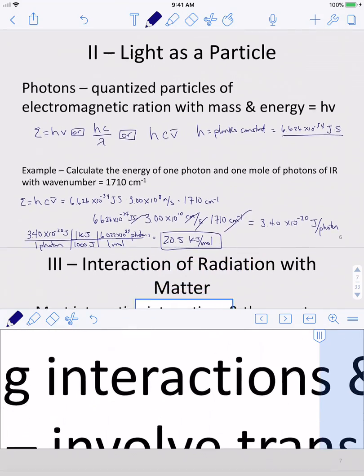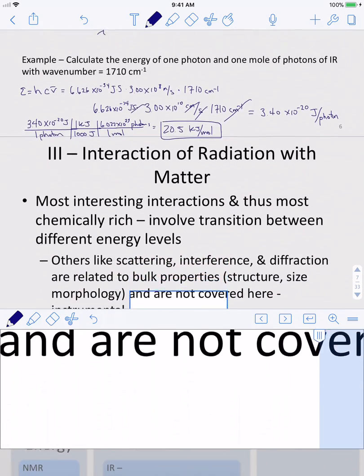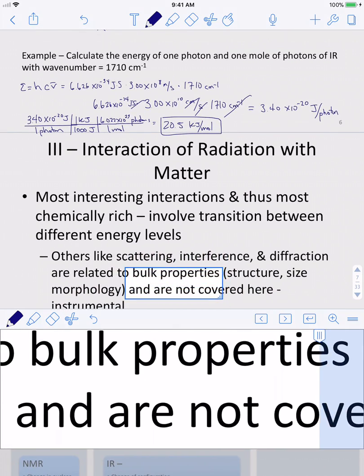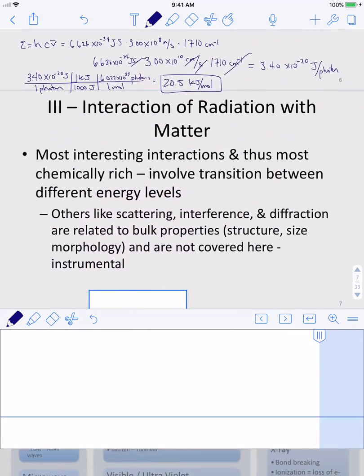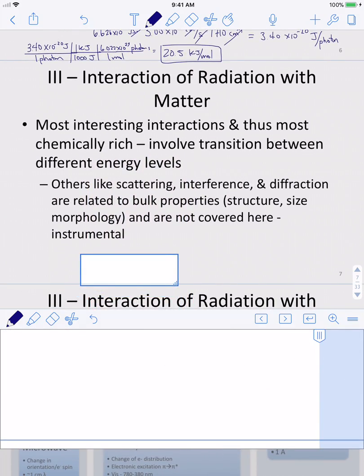All right, so moving on. How does electromagnetic radiation interact with matter? The most interesting and chemically rich interactions for us involve transitions between different energy levels. There are other techniques like scattering, interference, and diffraction that tell you about the bulk properties of materials, but we're not typically very interested in those in this class. Those are covered more in instrumental analysis that you'll get to after this course if you're a chem major. So here we really focus on those interactions involving transitions between different energy levels.